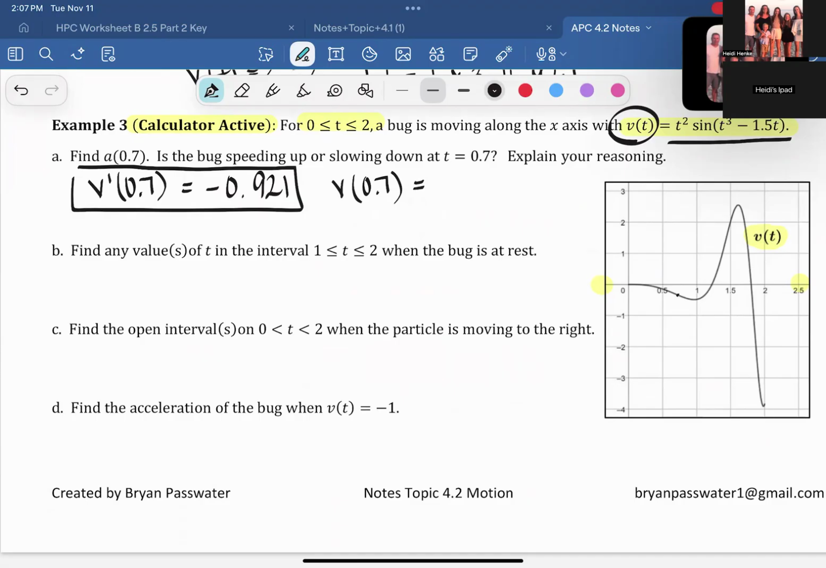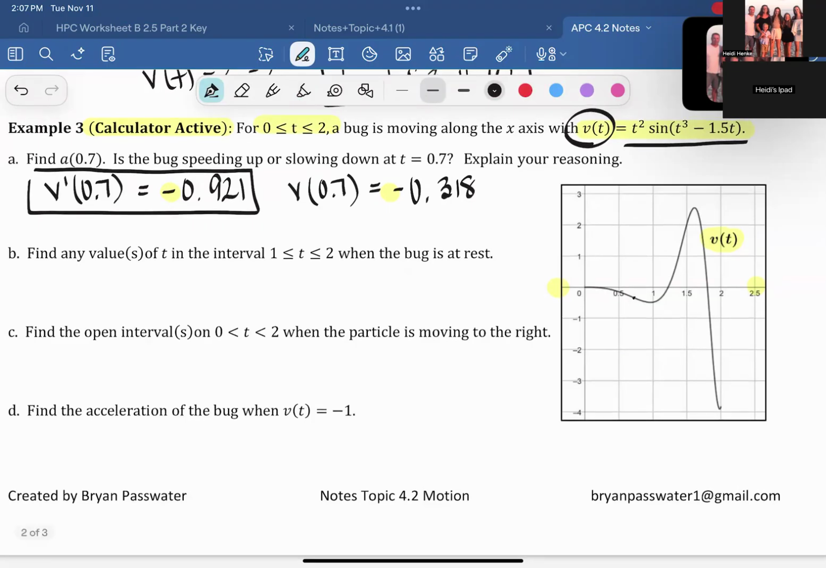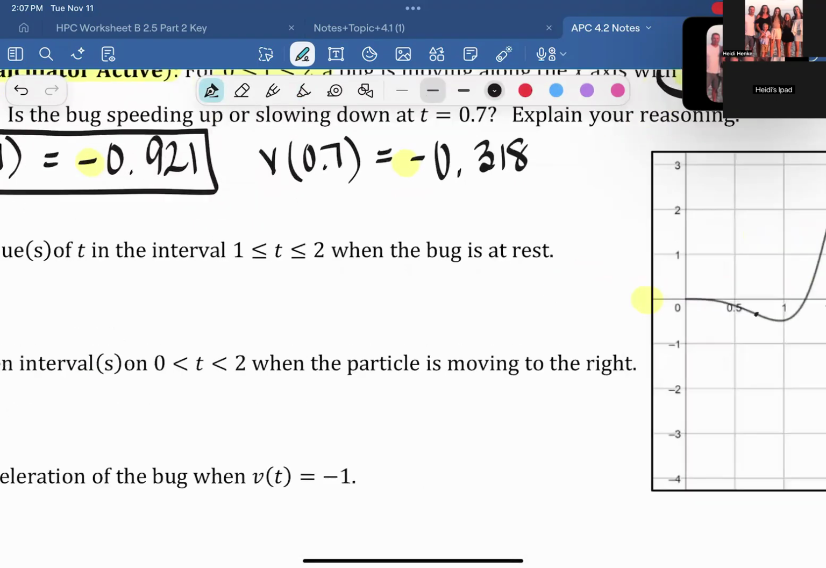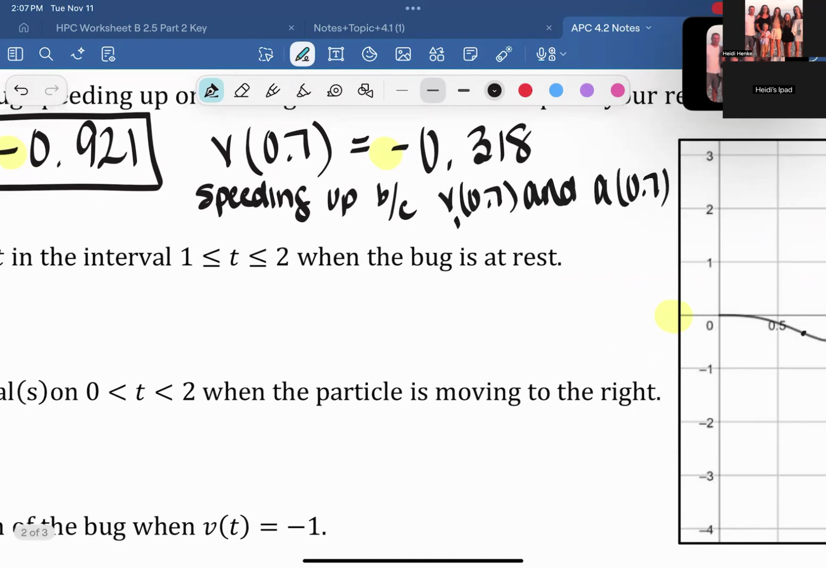I've already done that math for you. It's negative 0.318. Because both of these are negative, my bug is speeding up, because they're the same sign. So my answer is: speeding up, because, and if it asks for justification, you have to give it, velocity at 0.7 and acceleration at 0.7 are the same sign.